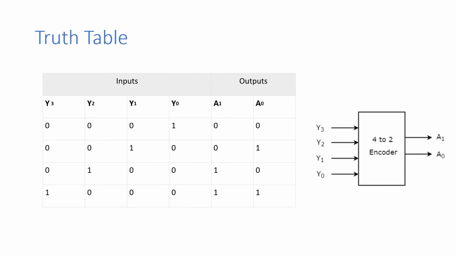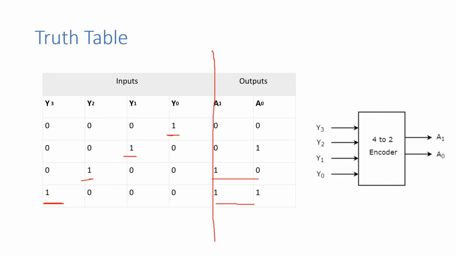If you observe carefully, we have 4 input lines. If y0 is set to high, we encode it as 0 0, and if y1 is set to high, we encode it as 0 1. For y2 equal to 1, we encode it as 1 0, and if y3 is 1, the output is 1 1. So this output information completely tells us which input line is set to high. Now this is the truth table we constructed.